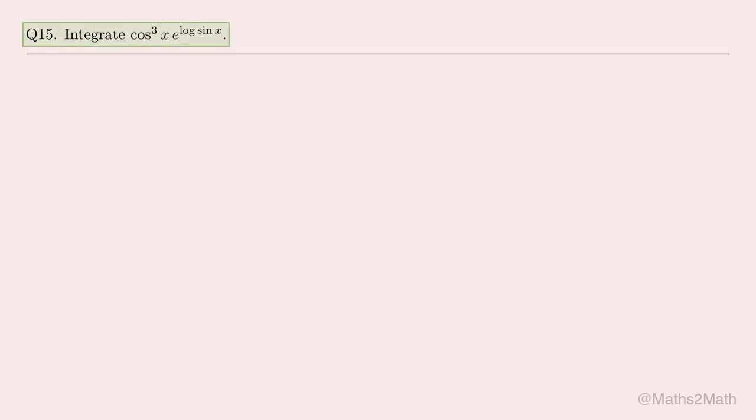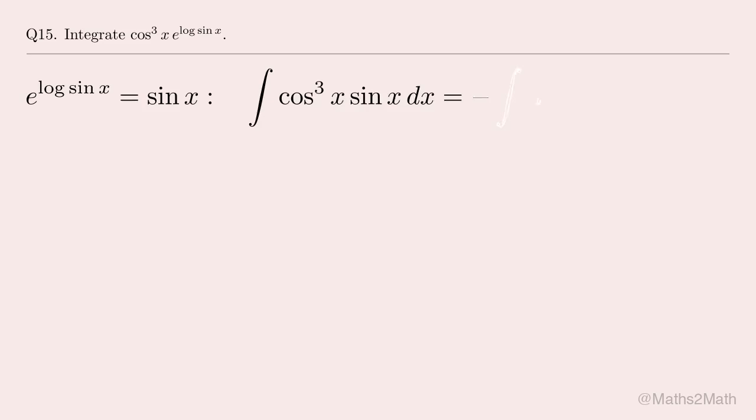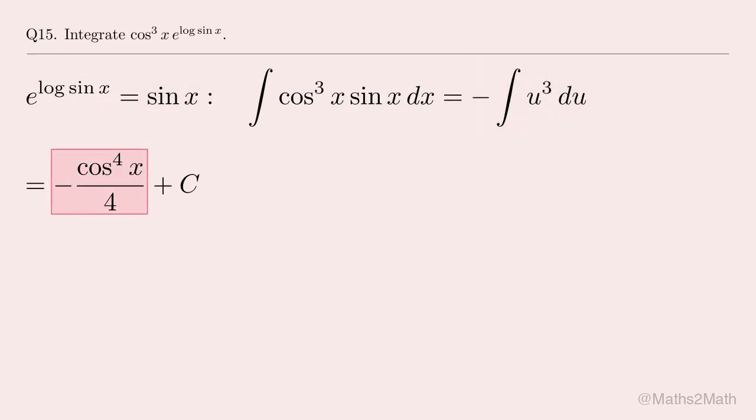Question 15. e to the log sine is just sine. An odd cosine power with sine. Substitute cosine. The integrand is cosine cubed times sine x. u as cosine. Minus a quarter of the fourth power.